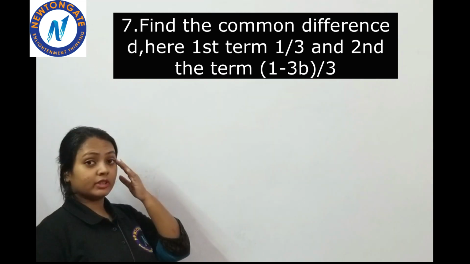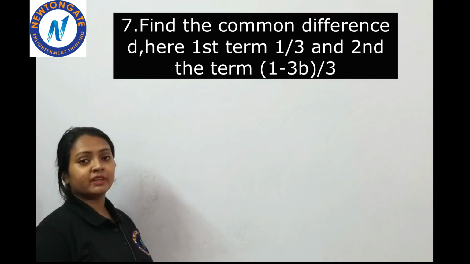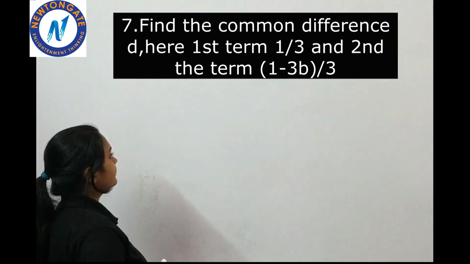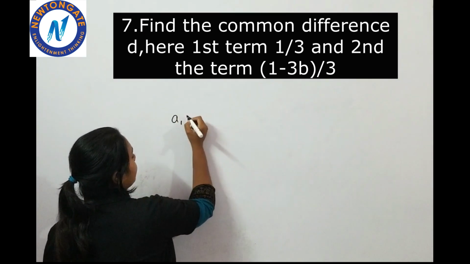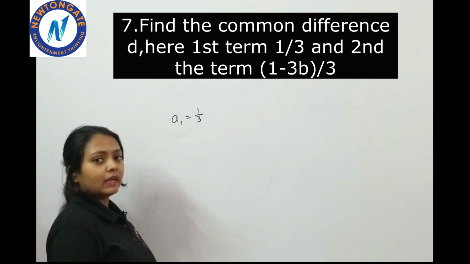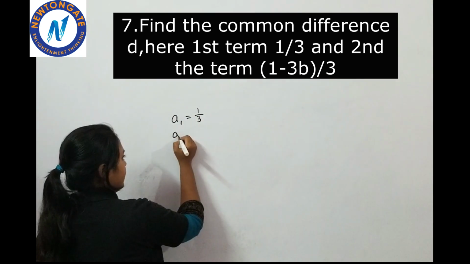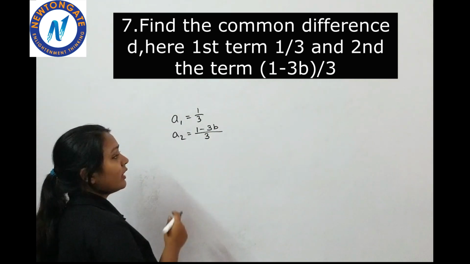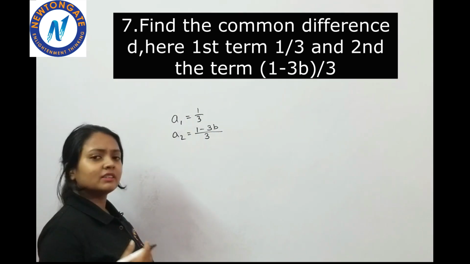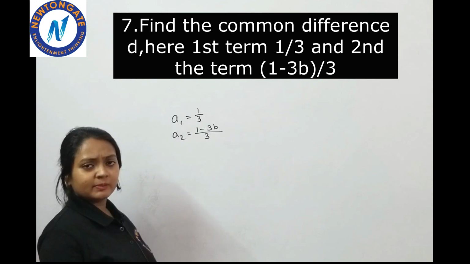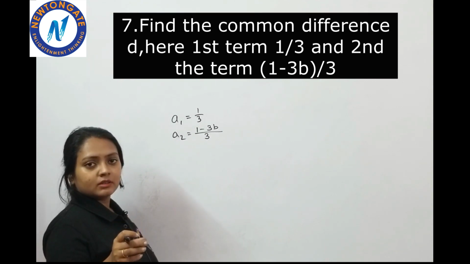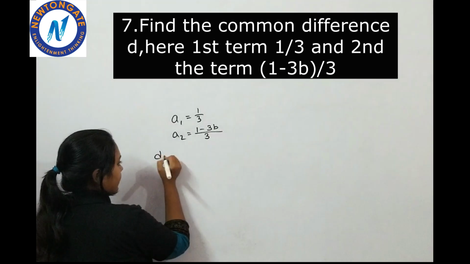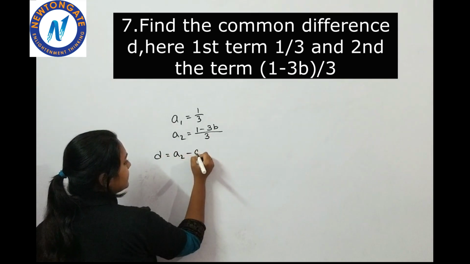Okay, here is question number 7. Here we find the common difference of the given sequence. The first term, that is A1, is 1 by 3, and the second term A2 is (1 minus 3b) by 3. We find the common difference. What is the formula for that? Common difference means the difference between two terms, right?